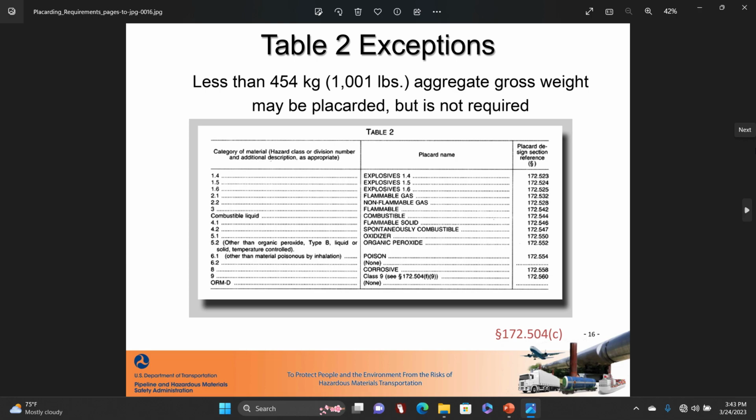And yes, you have to go through all your manifests and add all these up. You can have 2 or 3, 4, 5, 6, I've even seen 20 different items that are all class 3, and they could all be 50, 75, 100 pounds, whatever the weights are. If you add them all up and they're over 1,000, you have to placard class 3. And you have to do this for each and every item on every manifest.